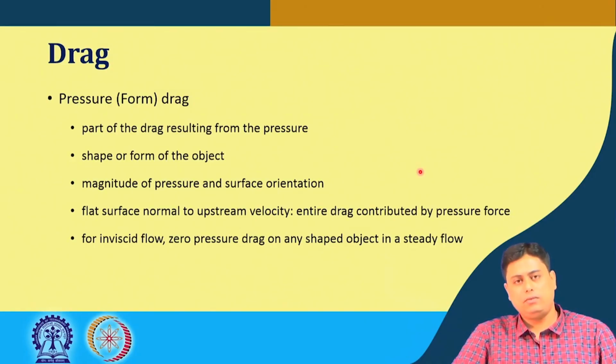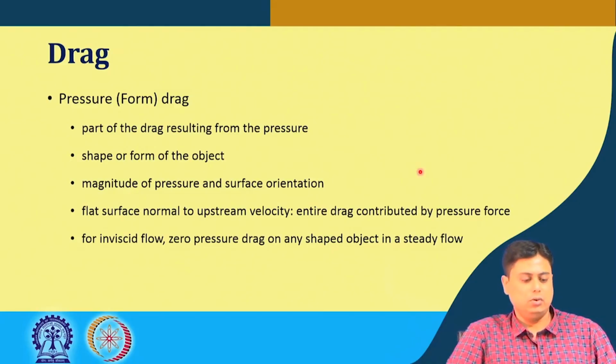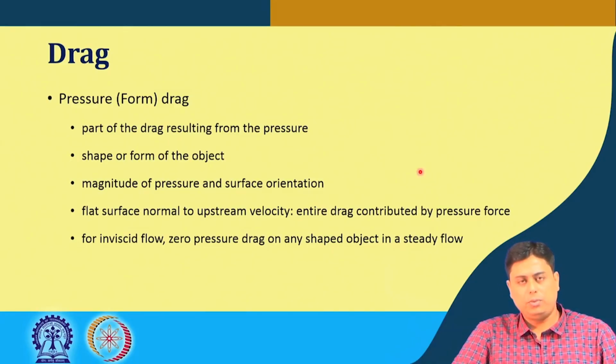And for inviscid flow, there is zero pressure drag on any shaped object in a steady flow, because this comes by logical conclusion that for inviscid flow there is zero pressure drag on any kind of object when the flow is steady. So, the combination of these two drags contributes to the overall drag values. The overall drag coefficient is basically the skin friction drag coefficient and the pressure drag coefficient.